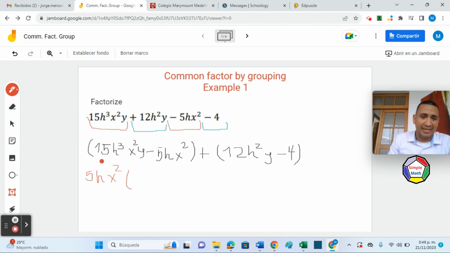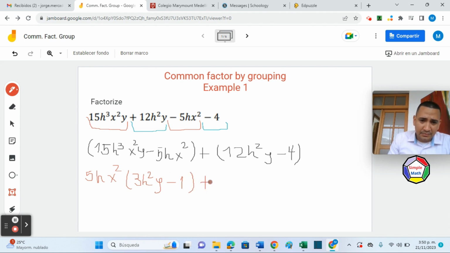So I start doing the technique of common factor. 15 divided by 5 is 3. H exponent 3 and h, we have h exponent 2. X exponent 2 and x exponent 2, we cancel because they have the same exponent. Here we have y, we repeat it, minus 5 divided by 5 is 1. H and h, it's over because they have the same exponent. X exponent 2 and x exponent 2, it's over because they have the same exponent.